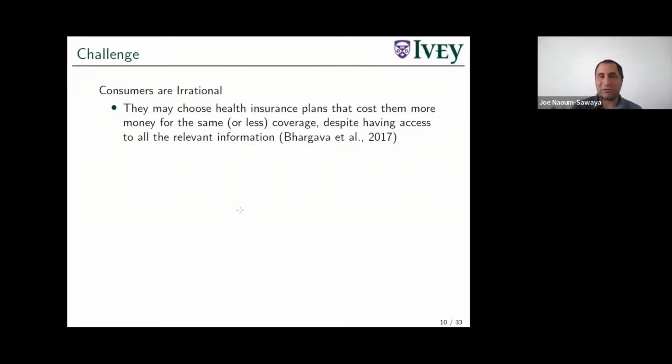For instance, consumers choose health insurance plans that often cost them a lot more money than they need. In many cases, actually, you don't need all the things that are offered in an insurance plan, and you often pay for an insurance plan that costs more, although it provides coverage that you don't actually need. And it's not really a lack of information. The information is there, but consumers, as I started by saying, are irrational. So they don't really pick the best choice in terms of utility in practice.